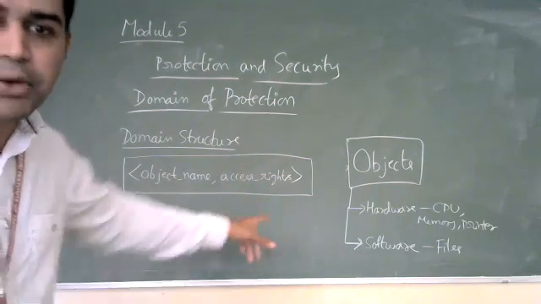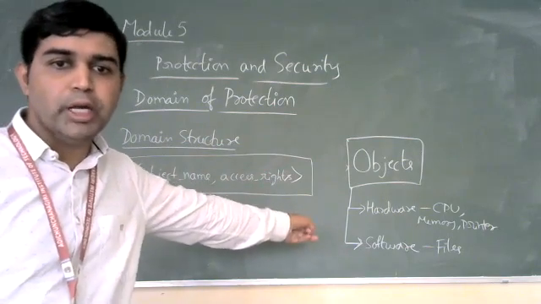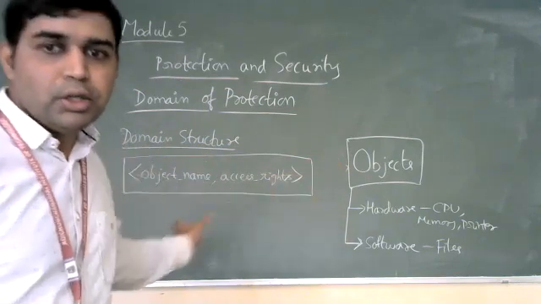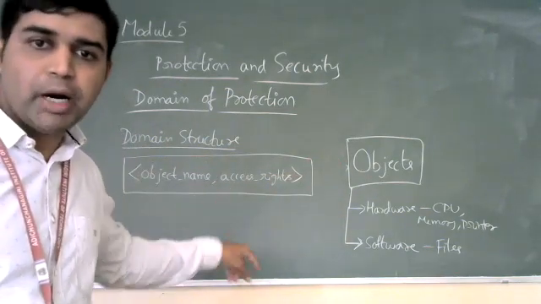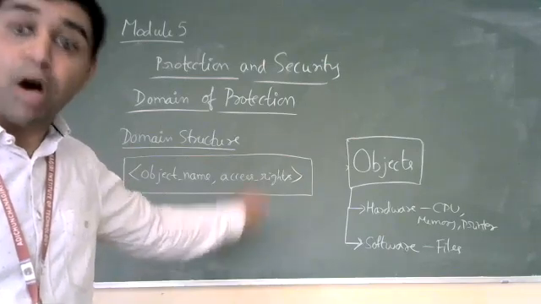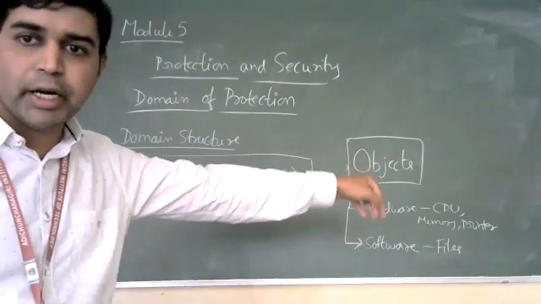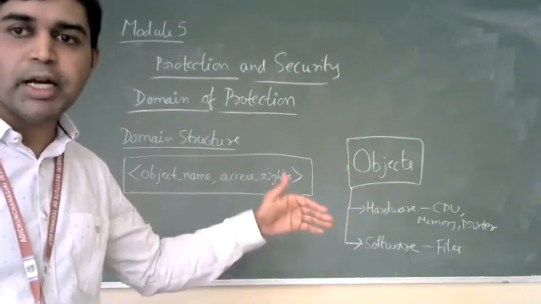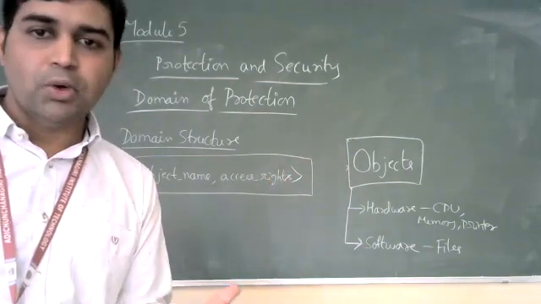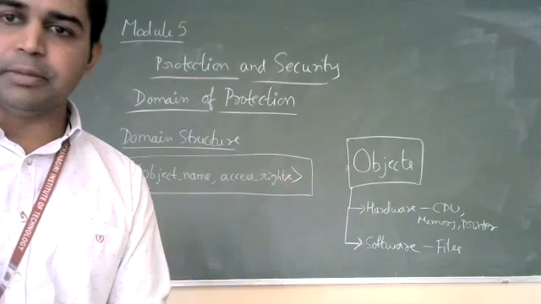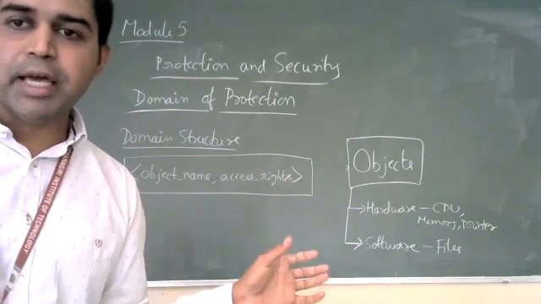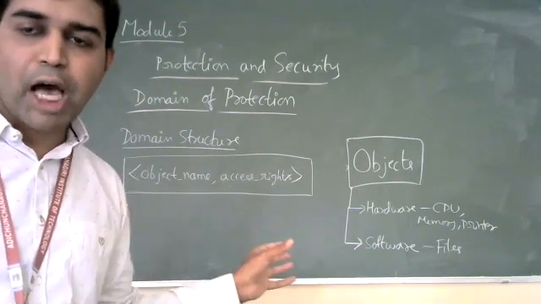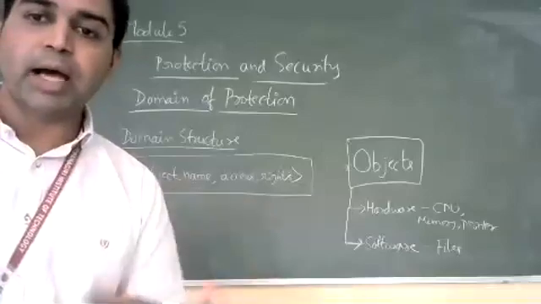So what is an object? It can be CPU, memory, or it can be your files, printers. Everything is an object. So you provide the object name, comma, and what access rights you have on that object. Whether it is for reading, writing, or accessing. If you are taking a printer, what will be the access right you have? Print is an access right, correct? If you have a scanner, what should be your access right? Scan. Similarly, if you have a file, what can be your access right?